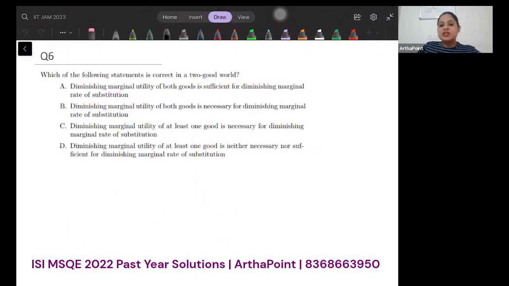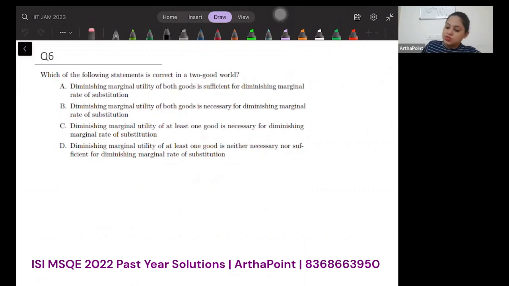Which of the following statements is correct in a two-good economy? This talks about diminishing marginal utility and the connection of that with diminishing marginal rate of substitution. So it talks about marginal utility versus marginal rate of substitution.